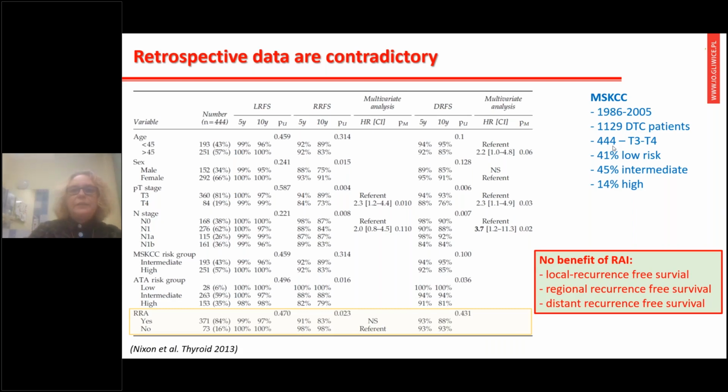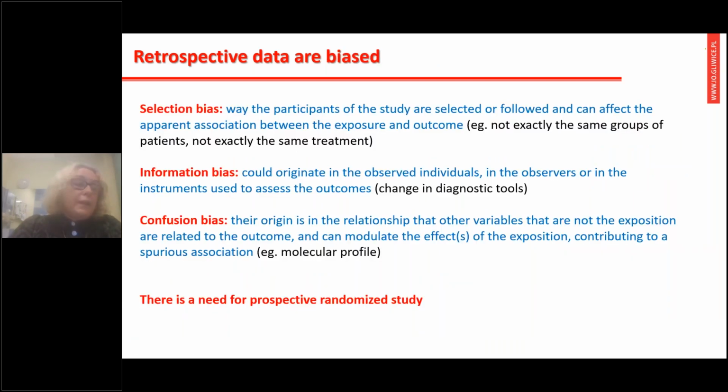There are some other studies, for example from the Memorial Sloan Kettering Cancer Center, with more than 1,000 patients, about 45% of them in the intermediate category, and more than 400 that have pT3, pT4 tumors, and they show no benefit of radioiodine treatment with respect to local recurrence-free survival, regional recurrence-free survival, or distant recurrence-free survival. And we can ask ourselves why there are such contradictory results. Of course, we know that retrospective data can be biased, and there can be selection bias.